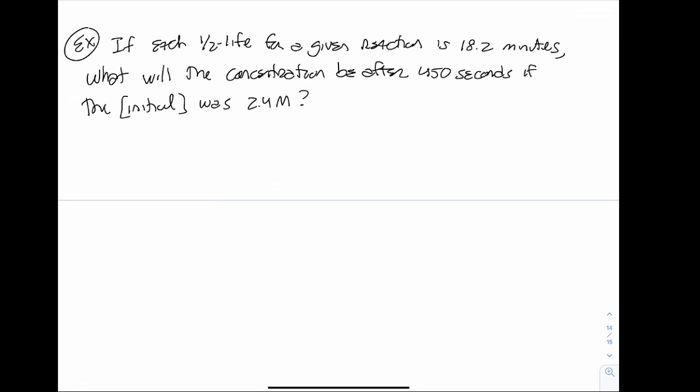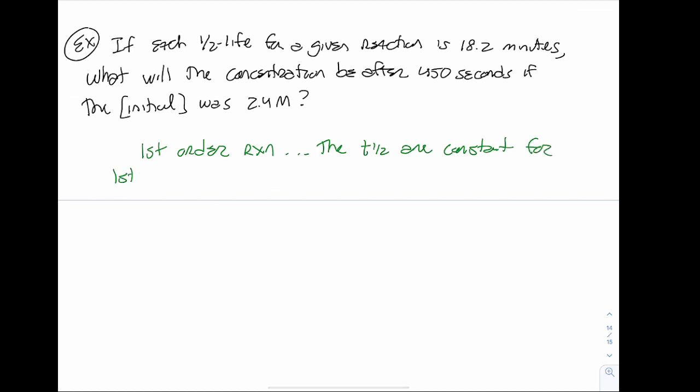So each half-life, right, it's first order. Remember that the half-lives are constant for a first order reaction. So if each half-life has the same value, I know it's a first order reaction. So first order, right? The half-lives are constant. Each one is the same for first order reactions. So that's how we knew what this is.